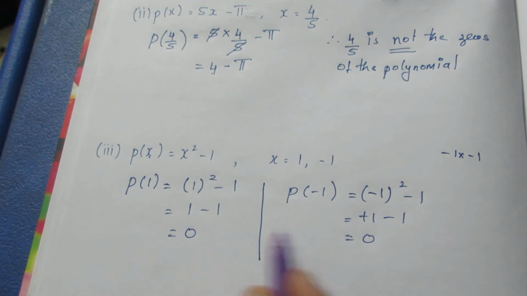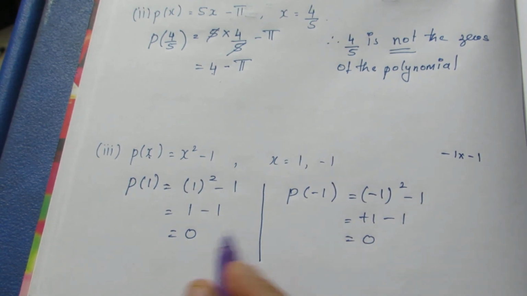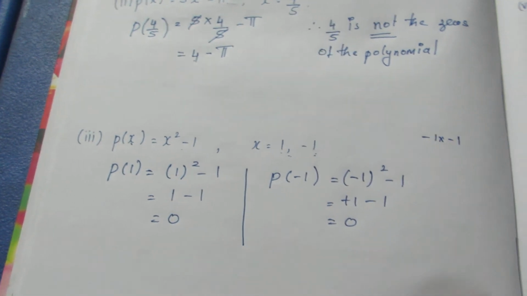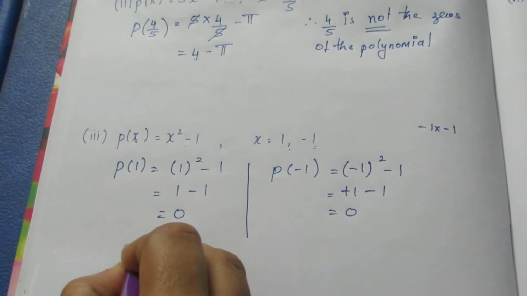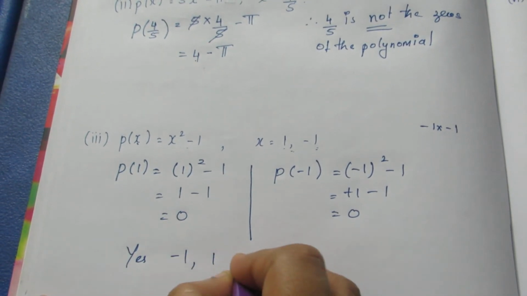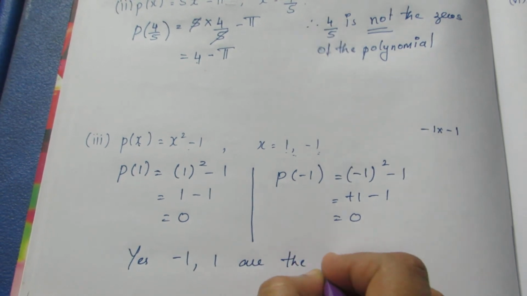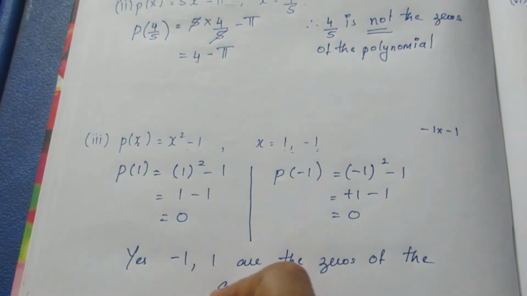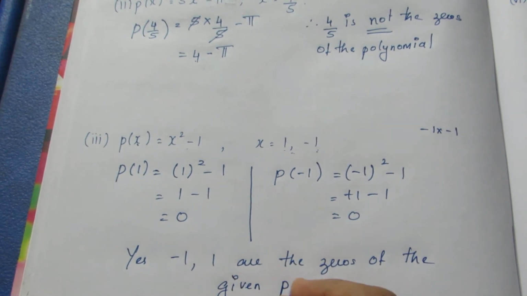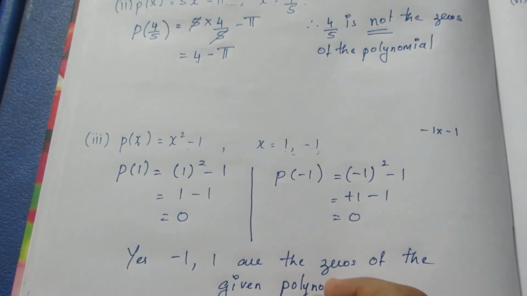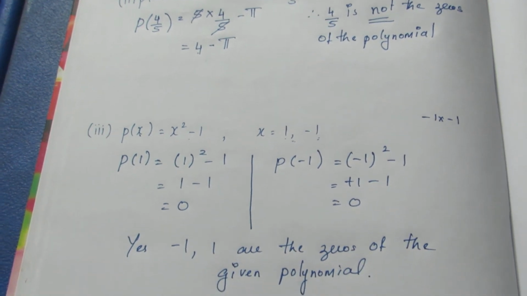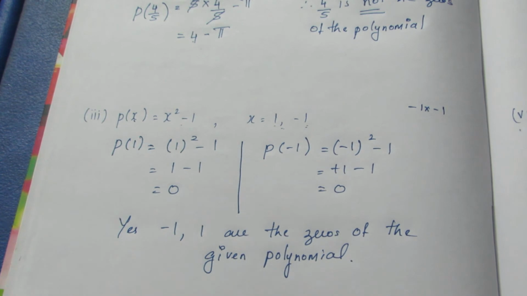So in both cases we are getting 0. So therefore the two numbers are the zeros of the given polynomial. We can write the result as: yes, minus 1 and 1 are the zeros of the given polynomial. So both are the correct answer for us, zeros of the given polynomial in the third sum. We'll move on to the fourth one.